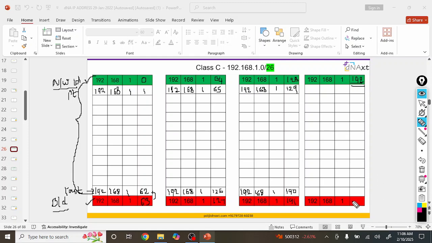Its broadcast ID will be 192.168.1.255 and the last valid host will be 192.168.1.254, and the first valid IP will be 192.168.1.193. Correct? So when we borrow in /26 of class C, we are borrowing 2 bits from the host and hence we are getting 4 subnetworks with the increment of 64.